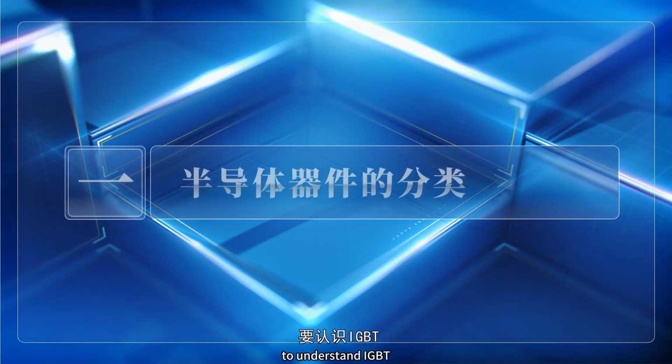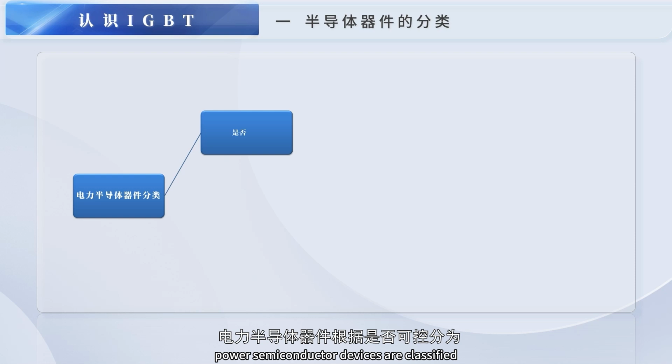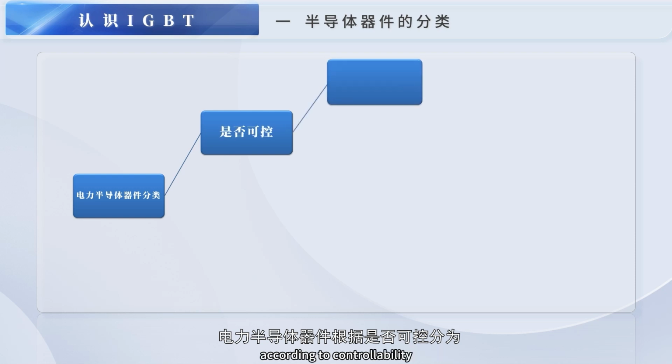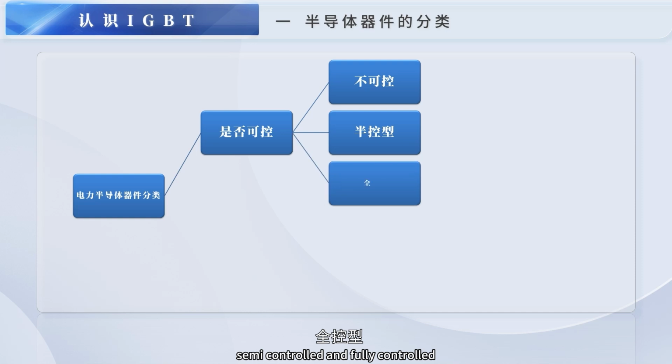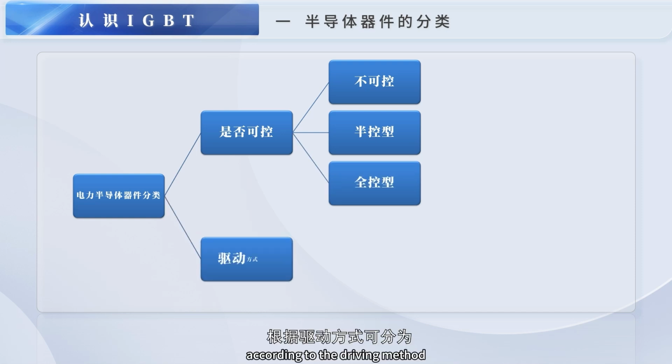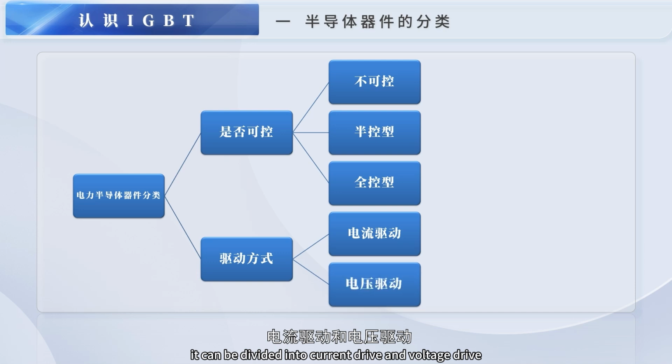To understand IGBT, we need to know the classification of semiconductor devices. Power semiconductor devices, according to controllability, can be divided into uncontrollable, semi-controlled, and fully controlled. According to the driving method, they can be divided into current drive and voltage drive.